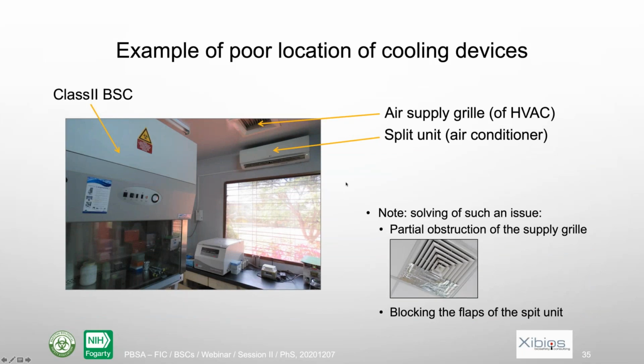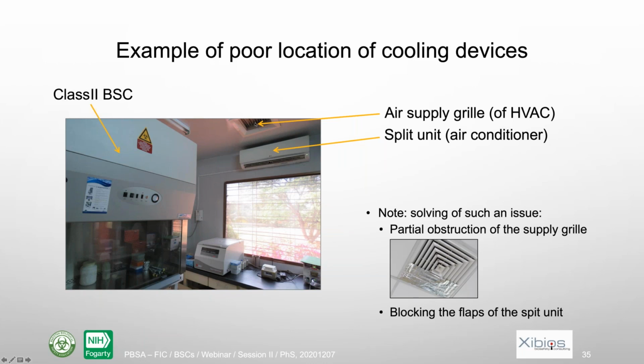This is an example of a poor location of a cooling device. You see here a class 2 biosafety cabinet, and you see there the air supply grill of an air conditioning system and an additional split unit, probably because the air conditioning unit was not sufficient to provide fresh air. And when they tried to test the biosafety cabinet after a few years, it was not working properly because of the air disturbance. What did they have to do? They had to block the flaps there, in order to send the air to the ceiling rather than towards the biosafety cabinet, and they had to cover part of the grill in order to deviate the airflow. But of course, then it worked.